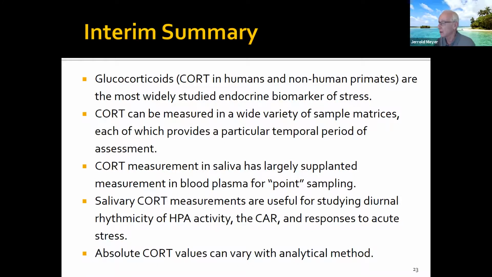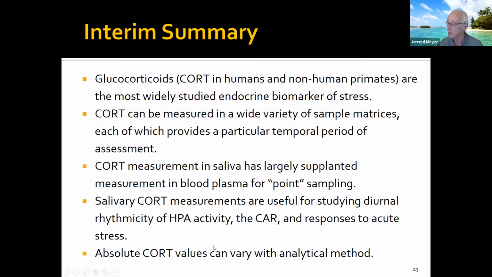Okay, we're almost ready for our break. So an interim summary. We've been focusing mostly on saliva, salivary cortisol, the various uses of that. As we talked about, it's mainly used now as an alternative to blood for point sampling. A lot of different things you can use it for, so it's very important if you want to study this system to be familiar with measuring cortisol in saliva and the best ways to do that.